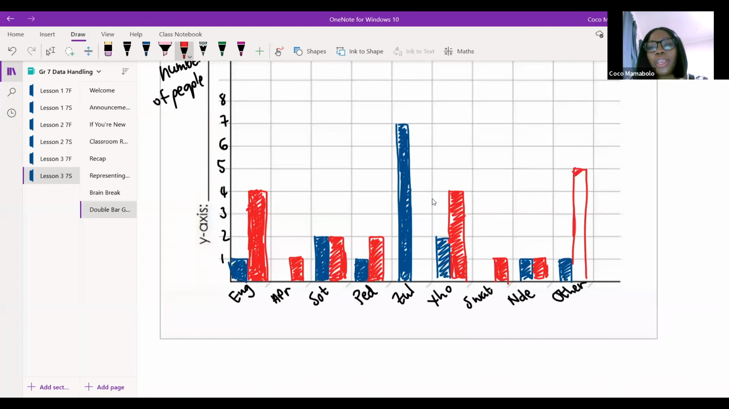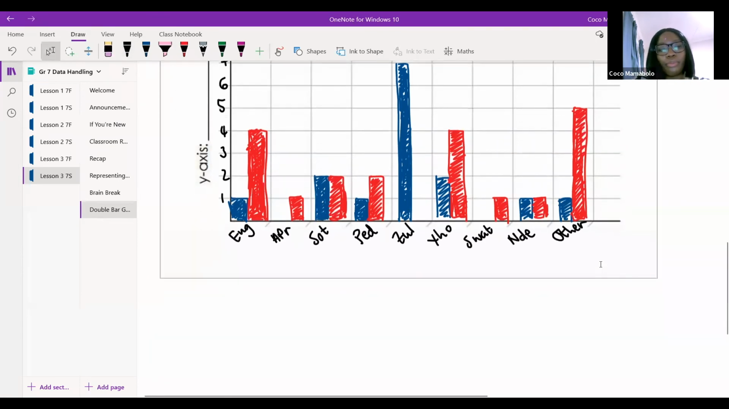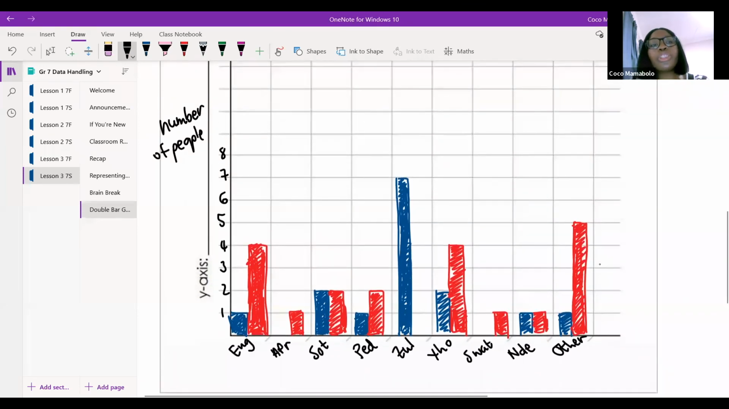Okay. And now, instead of having to go and look at 2 different graphs, we can look at the graph and we can answer some very important information. Which is the most spoken language by boys? That's it. And Danae didn't even have to look twice. Which is the most spoken language by boys? Zulu. That's it. Good.